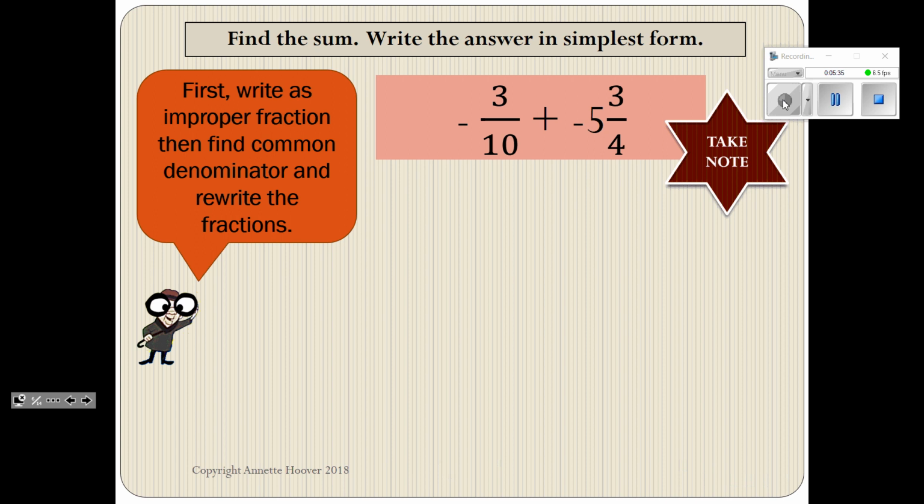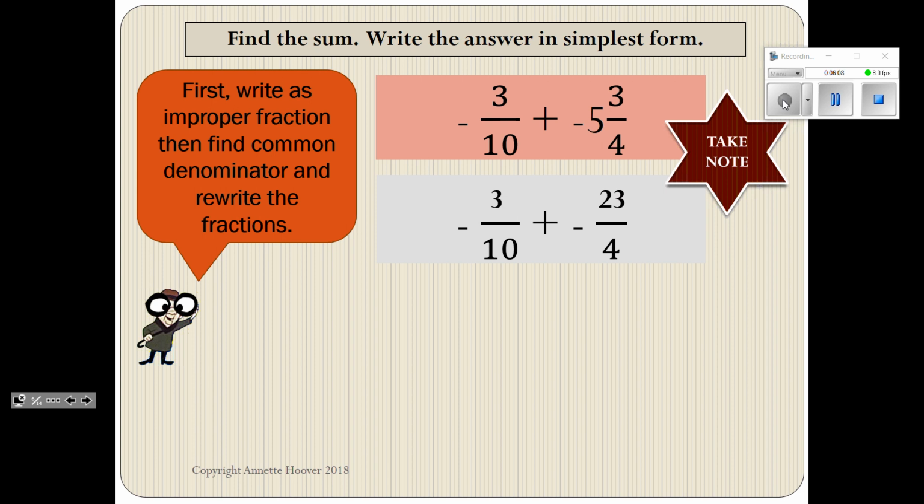Here we have one fraction and one mixed number. So we could do this a couple of ways, but we're going to actually turn the mixed number into an improper fraction. To do that, we multiply 5 times 4, which is 20, plus 3. So that would be 23, and we keep the denominator fourth. So we have a negative, because there was a negative sign right here, negative 23/4 if we rewrite that as an improper fraction.